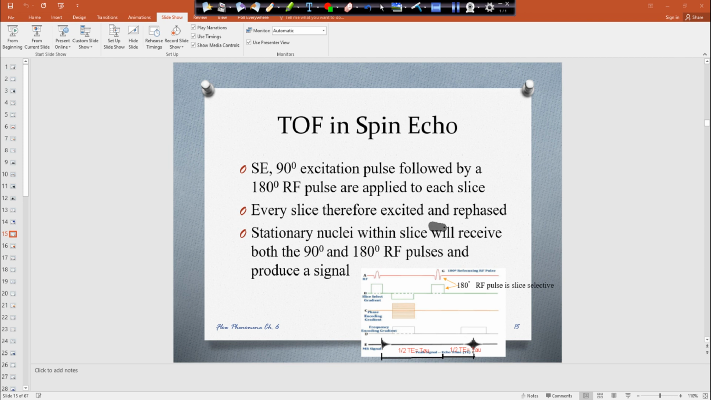So remember, I said if you don't receive that refocusing pulse, you're not going to get signal from that flowing nuclei within that slice. So you can see here how as we increase our TE, we also increase that first tau from the time of excitation pulse to that 180.